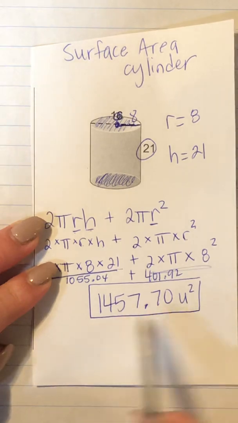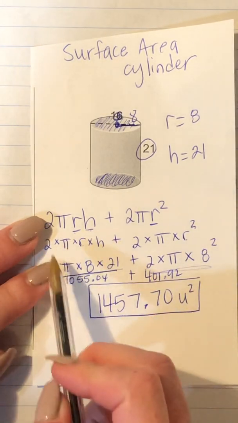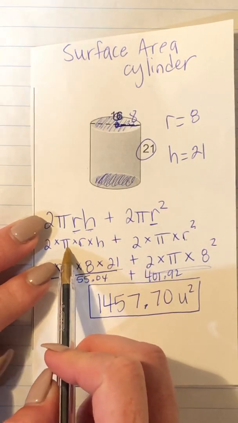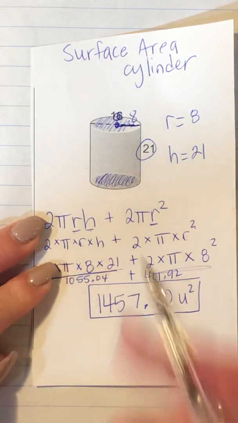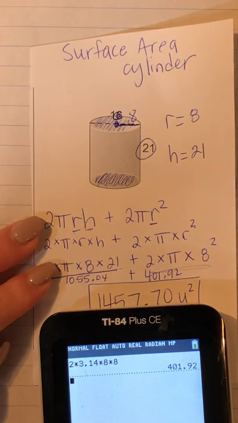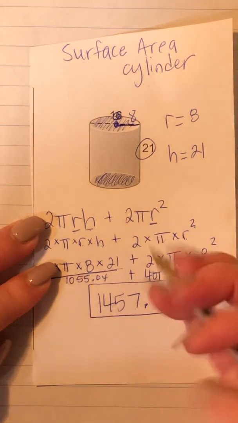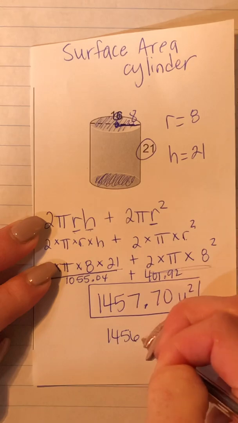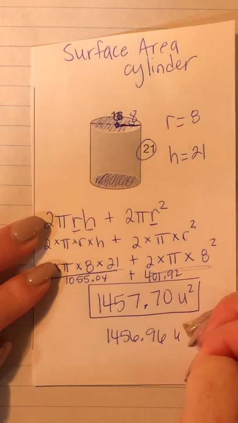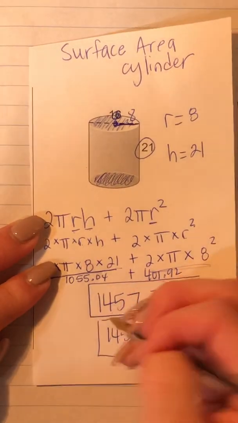Now, it's slightly gonna be different from this because earlier I used the pi button, which is more accurate, and here I rounded pi to 3.14, but you're gonna see that the answer is super, super close. So I'm just adding 1055.04 plus 401.92. And here I got 1456.96, so it's slightly off. But you can see that the answer is very, very close.